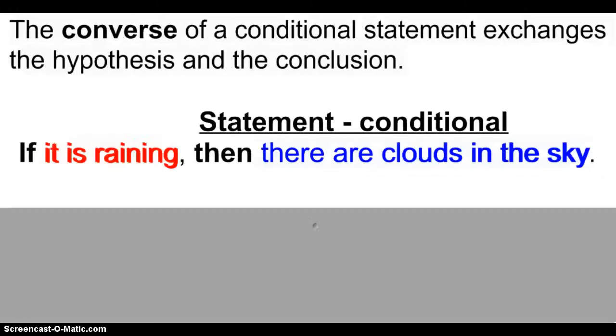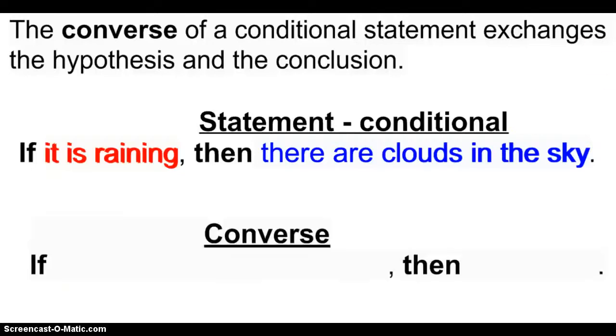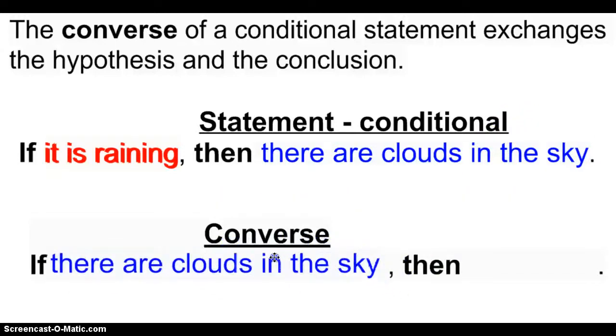The second statement you need to know is a converse, and the converse is a conditional statement in which you switch the if and the then. So for example, if I gave you the original conditional that said if it is raining, then there are clouds in the sky, and asked you to write the converse, it would be if there are clouds in the sky, then it is raining. And so that's what a converse is.